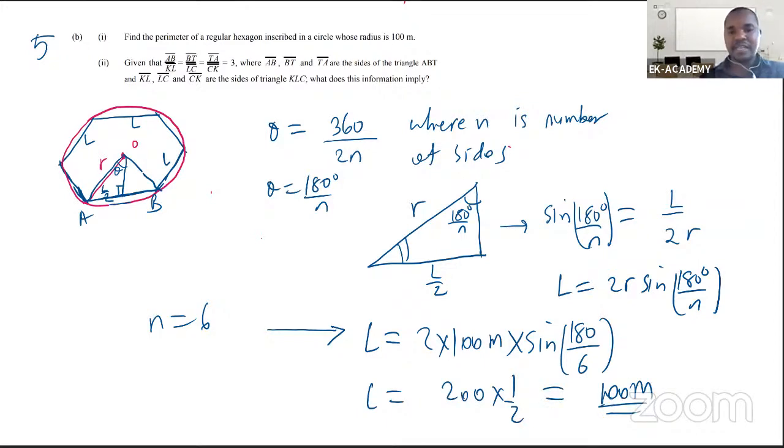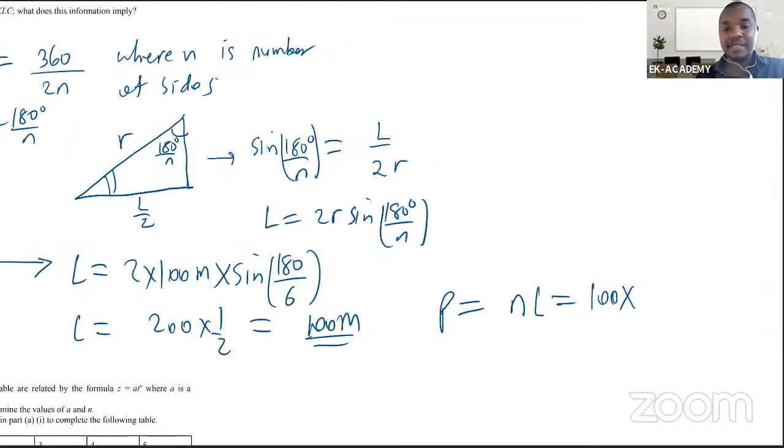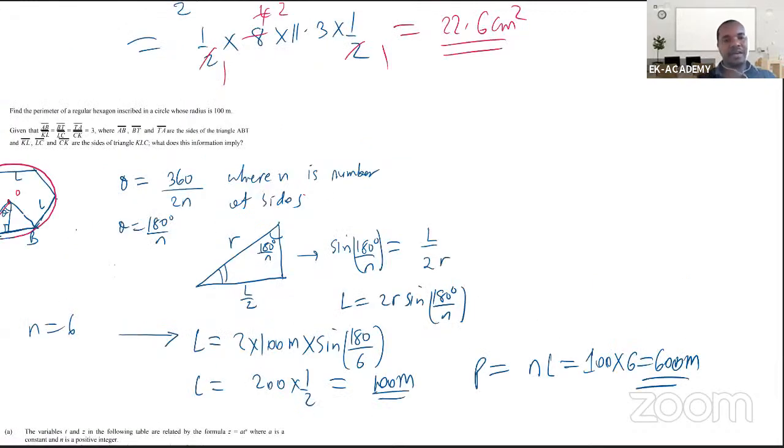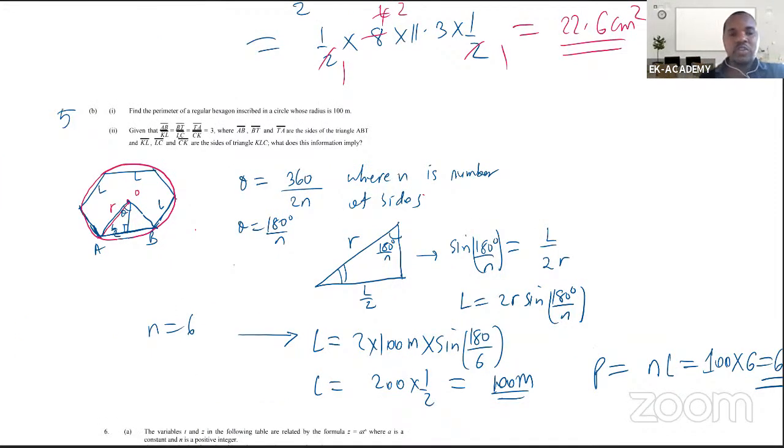So the perimeter, dear students, will be the number of sides times L, which is 6 times 100 meters, you get 600 meters. So that is the perimeter of a regular hexagon inscribed in a circle of radius 100 meters. We go to B.